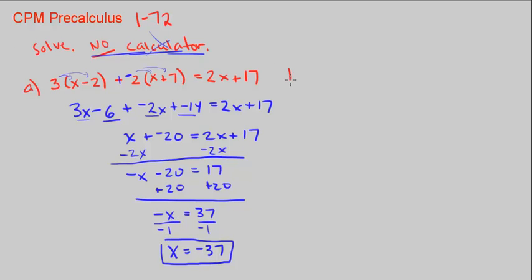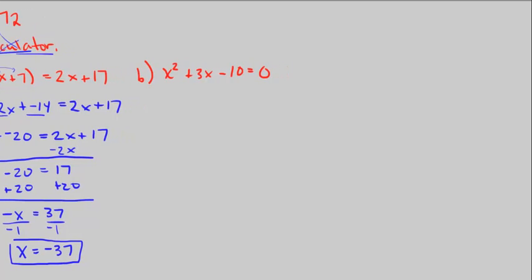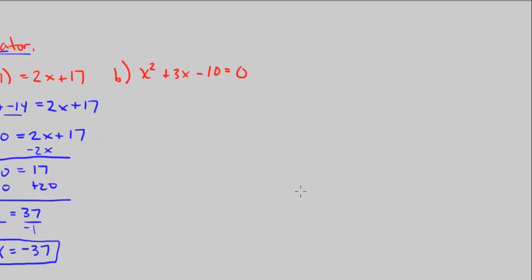Now B. B's equation is x squared plus 3x minus 10 equals 0. Okay, so part B. We can do this in a few different ways. Well, 2 to be precise. One is we can factor this. Factoring this means we want to separate it into terms that we multiply. So how do we factor this into two terms?